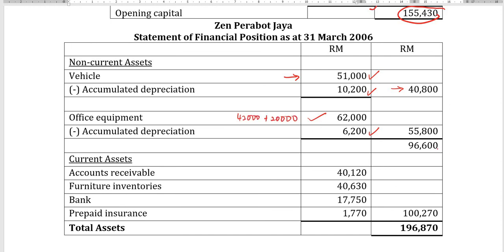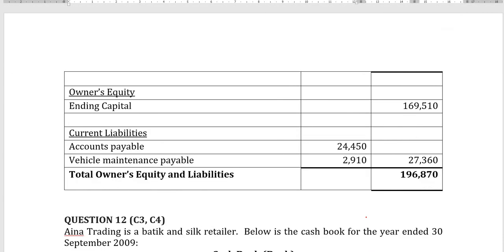Okay, so this is your non-current asset. Lepas tu this is your current asset. Okay, and then this is your ending capital campur dengan current liabilities. So we come down to the amount for your owner's equity and also liability.